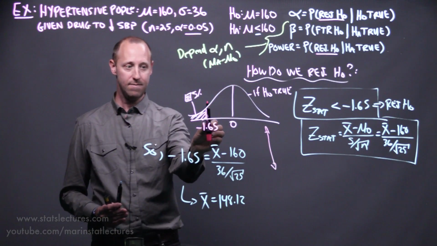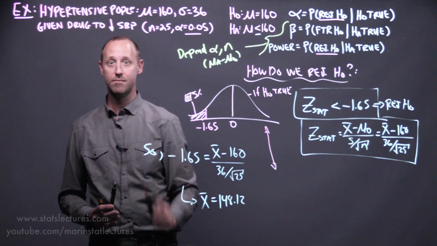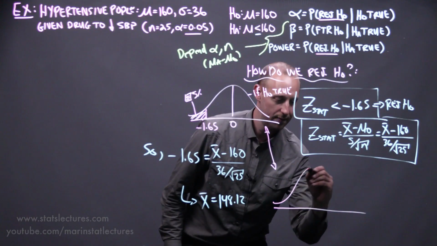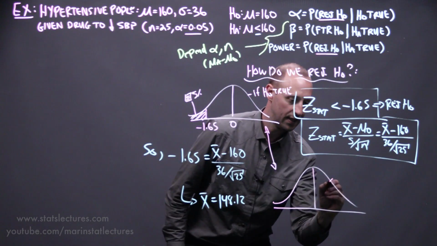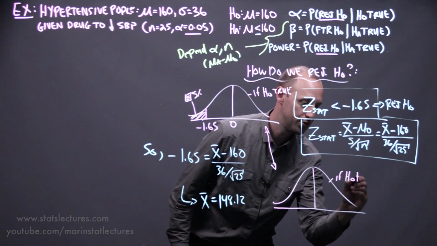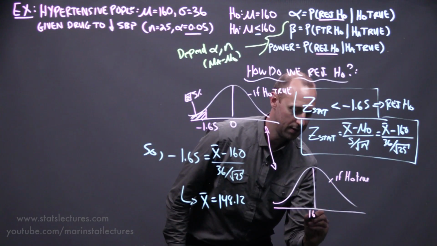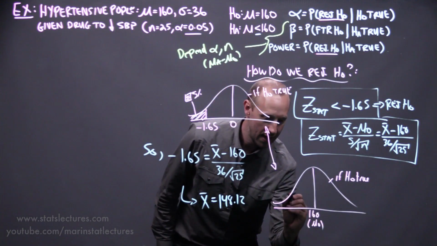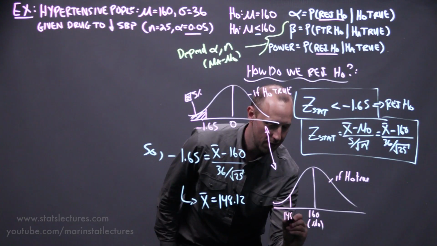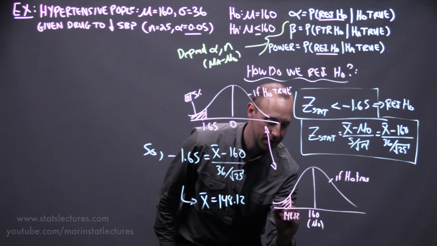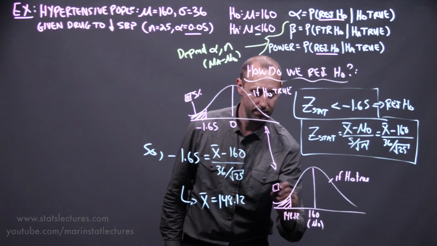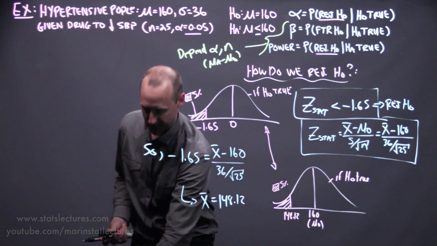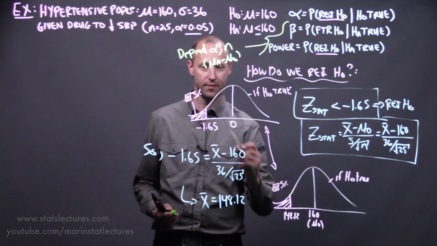And so drawing that out here, any test statistic of negative 1.65 or less means we're going to reject our null hypothesis. On the scale of the sample mean, again, this is if the null hypothesis is true, meaning if 160 is the true mean in the population, any sample mean of 148.12 or less means we're going to reject our null. And again, this is that same 5%. Then if we want, we can label these here.